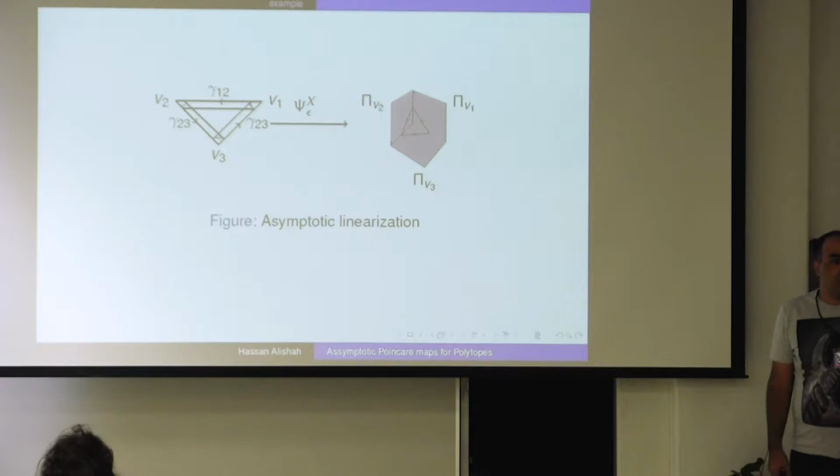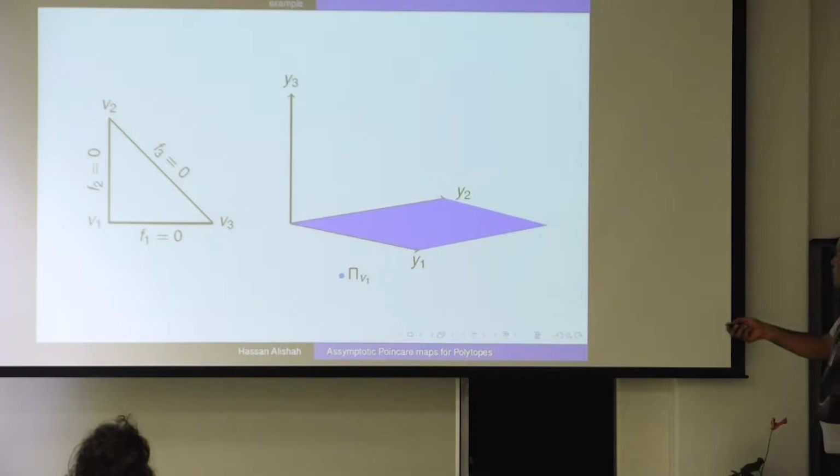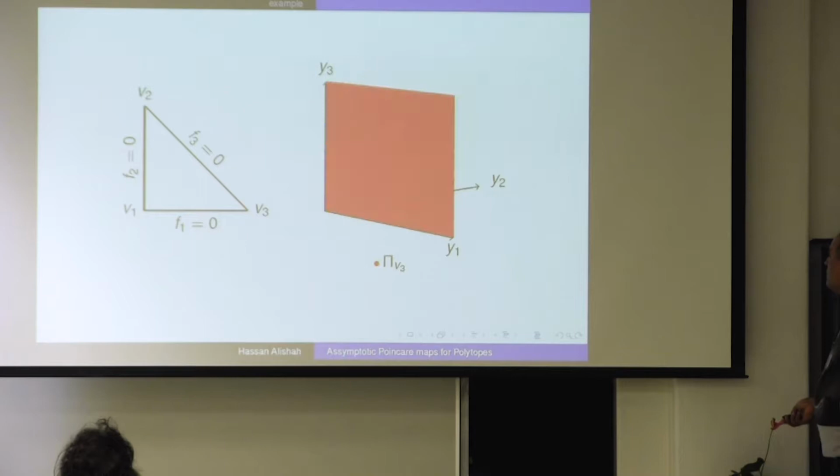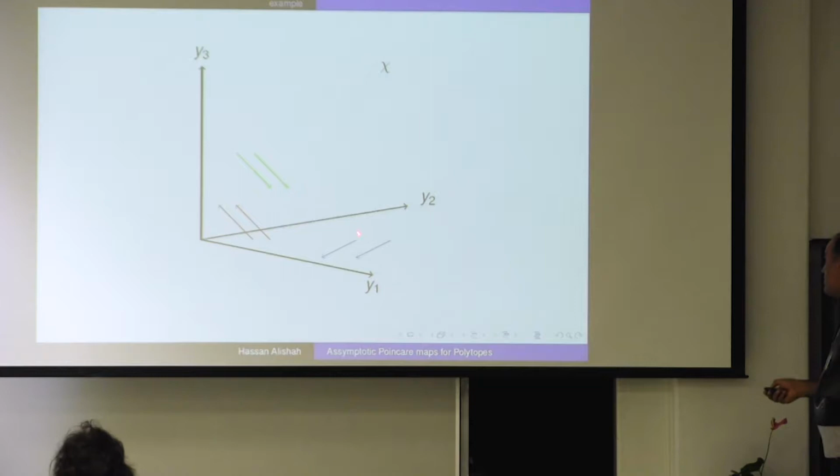This is just to explain. I have these pictures, not necessary, but I didn't want to take them out. So this is how you assign it. This is the section of the dual polytope assigned to the vertex V1. This is V2, I think, and this is V3. And this is what the linearization is going to look like.